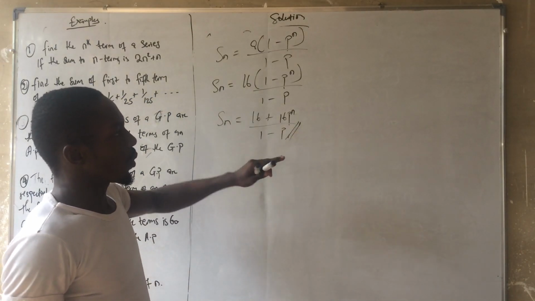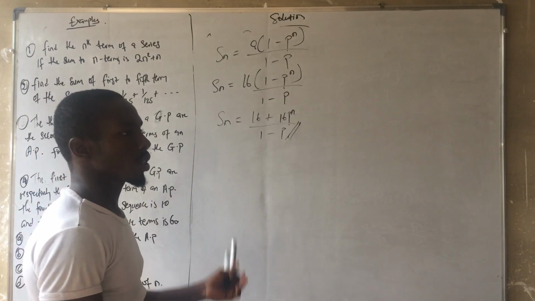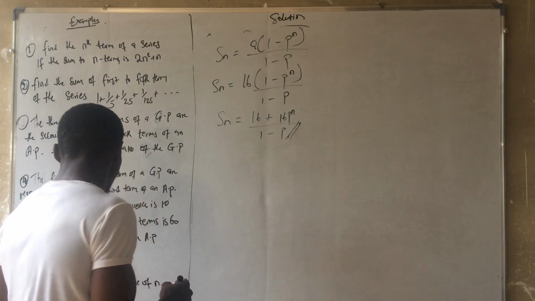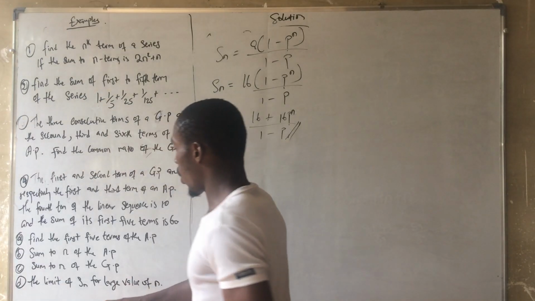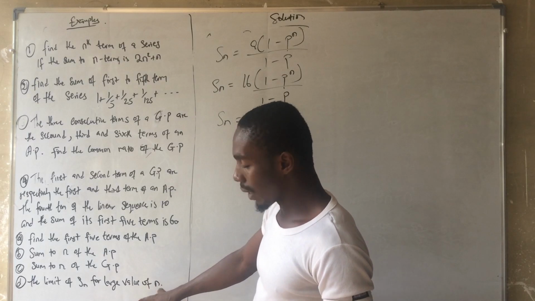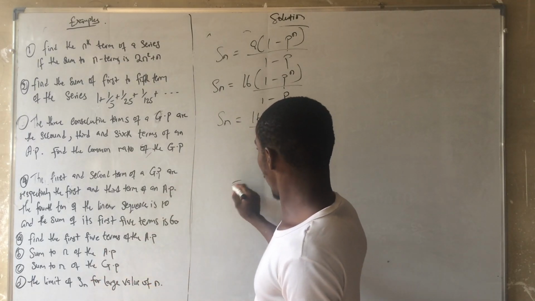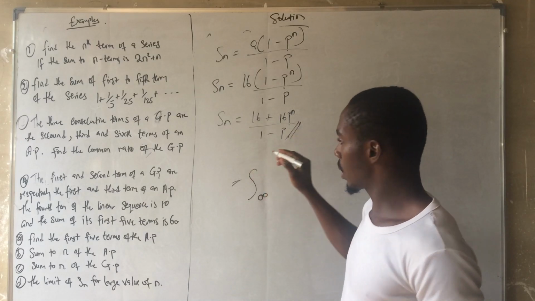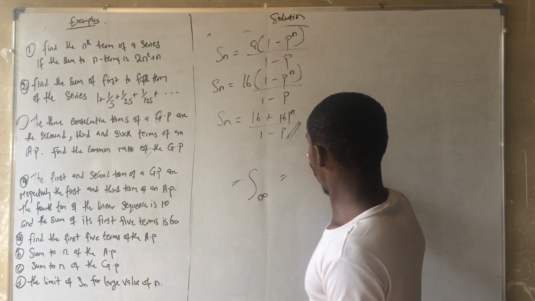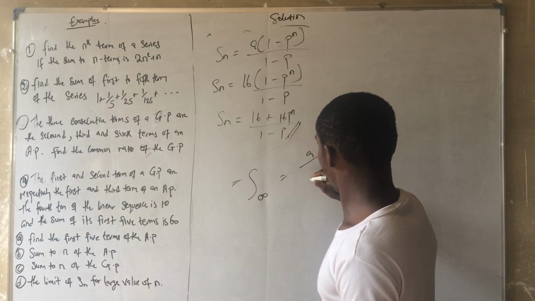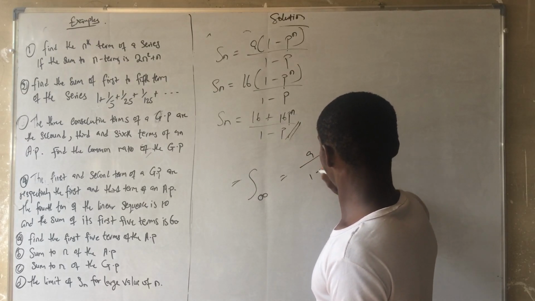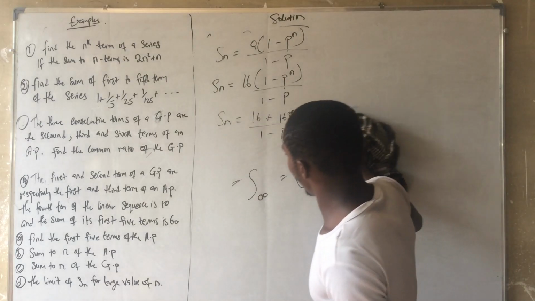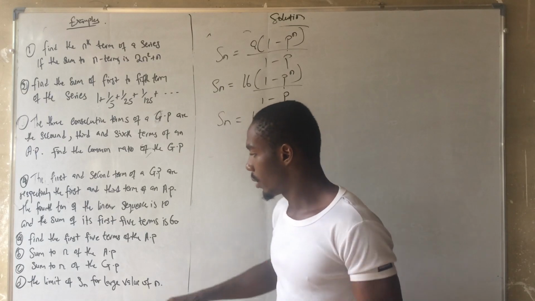When you get the value of your r and the value of your n, you substitute and you get your answer. The next one asks for the limit of Sn when n gets large. Actually, we are going to solve that using the sum to infinity, which I believe is a over 1 minus r, but we have not gotten to this, so I'm not going to do it now.